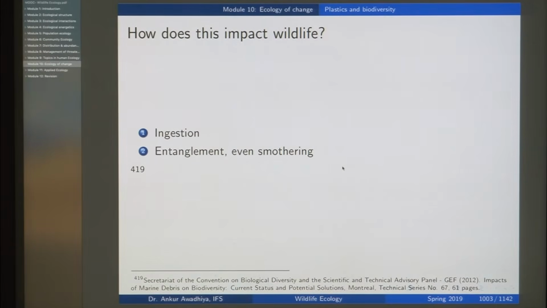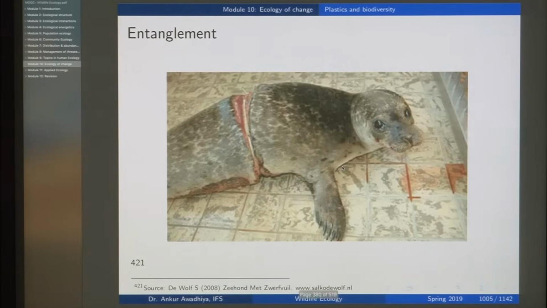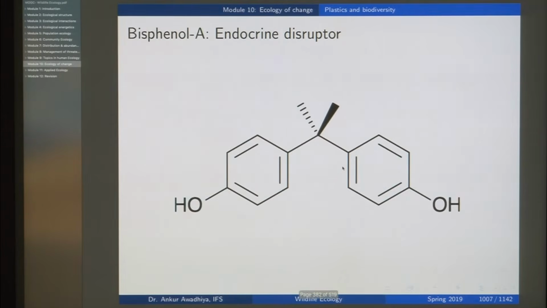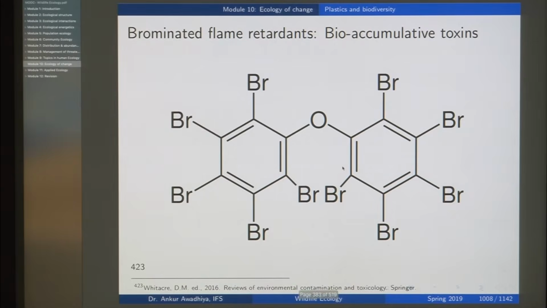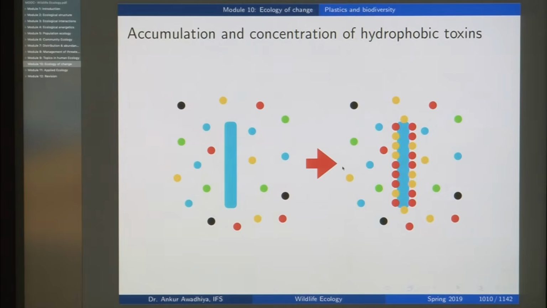Then if it comes in contact with the animals, it may lead to entanglement or smothering, such as these ghost nets, in which if an animal is trapped, then this animal will have a slow death, or these entanglements in which it cuts through the skin, or we can have the impacts in terms of persistent bioaccumulative and toxic substances such as bisphenol A, which is used as a plasticizer, or brominated flame retardants, which are again bioaccumulative toxins. There can also be accumulation and concentration of the hydrophobic toxins on the surface, because these are hydrophobic surfaces.